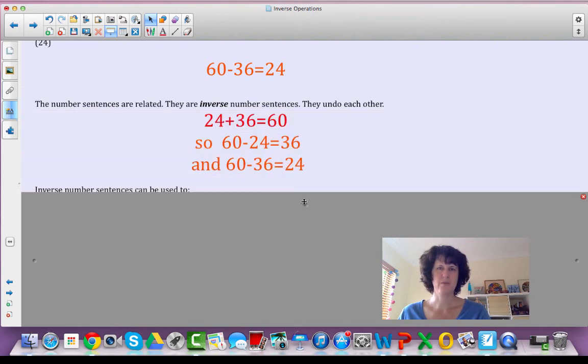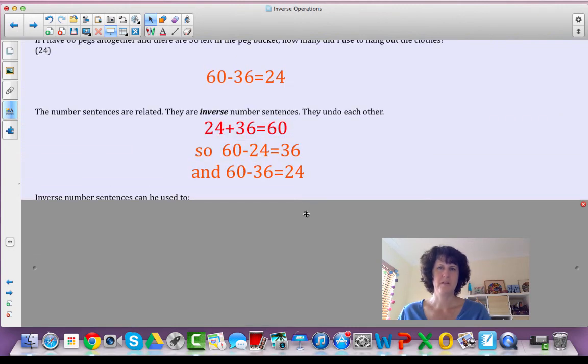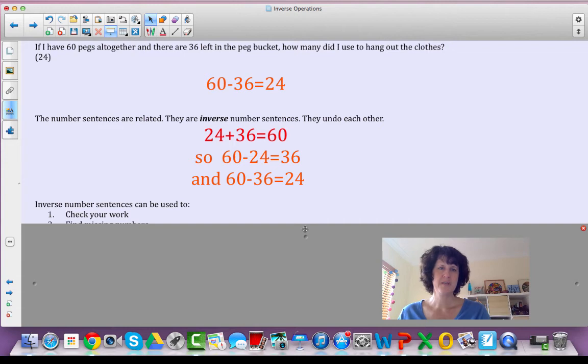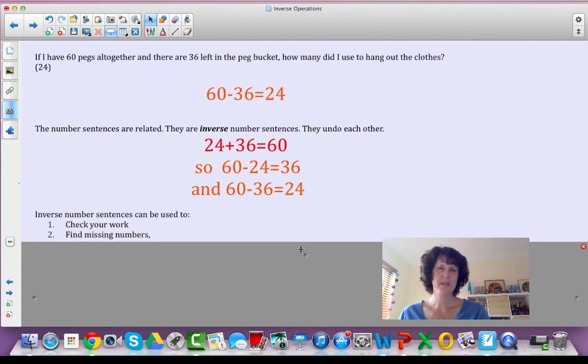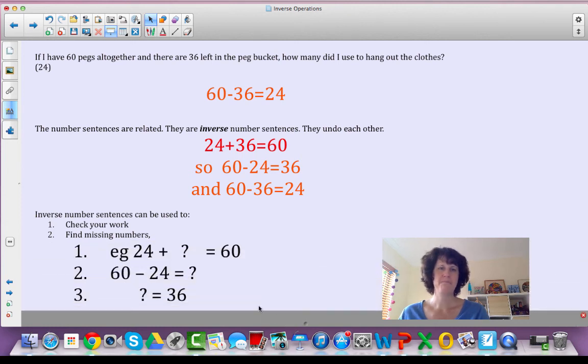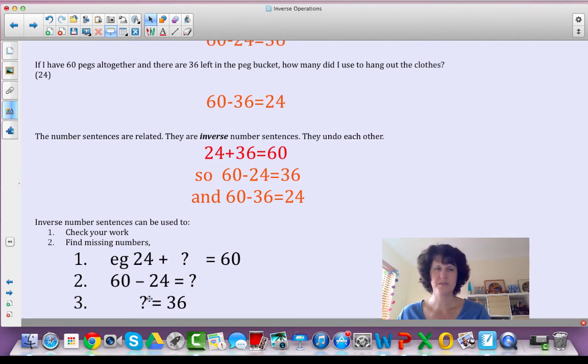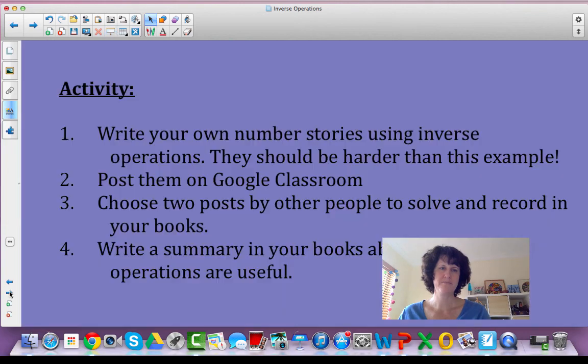Here's a summary as well of what we've just talked about. As we mentioned, inverse number sentences can be used to check your work, and they can be used to find missing numbers. Here's an example of that. If you have 24 plus something equals 60, you're trying to find out what the something is, you use inverse operations. Start with the answer, take away instead of plus, and you'll find the missing number. And in this case, we already know what it is because we've worked lots of examples using 36.